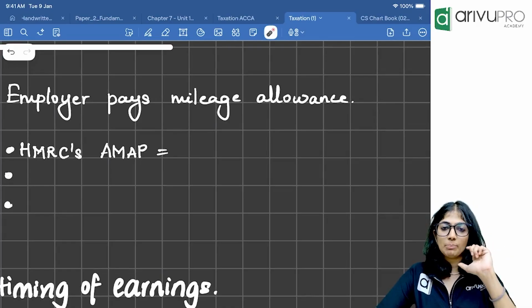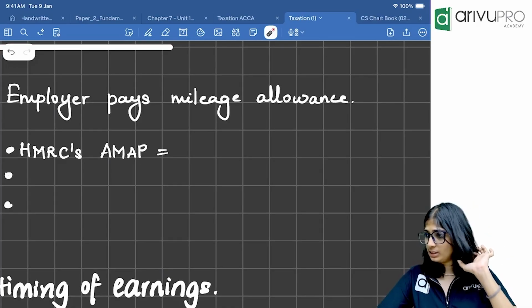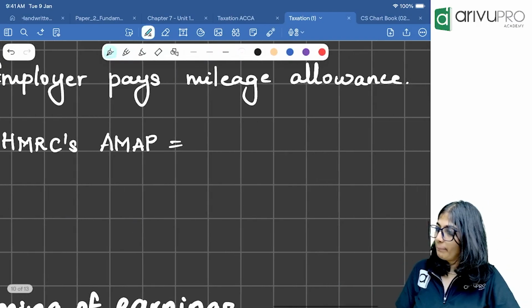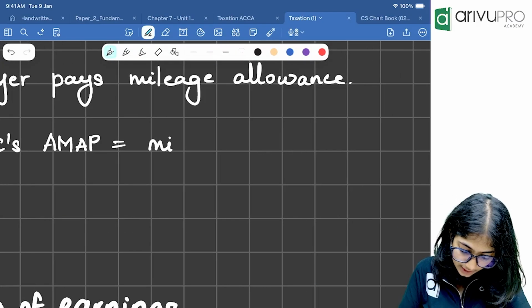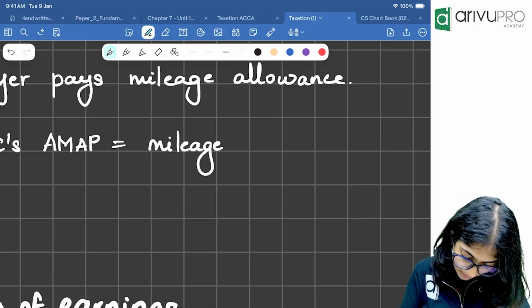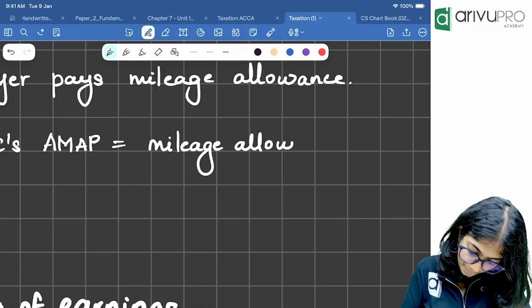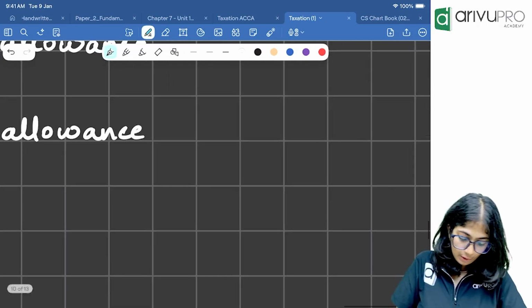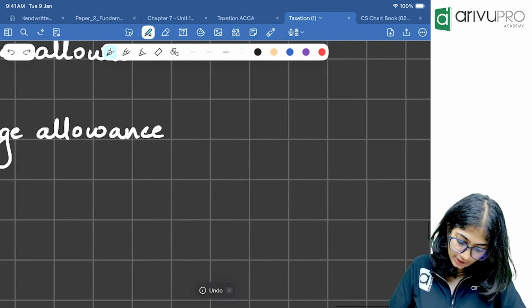They're like, you're using your own car, you know what, we'll give you a certain amount of money. But for taxation purposes, you have to use HMRC's mileage allowance, right? So what's going to happen? If HMRC's AMAP is equal to the mileage allowance, then the situation is no harm, no foul. What does that mean? There is no deduction.